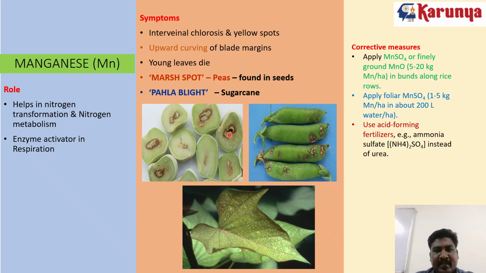Marsh spot in peas: you might have seen these kinds of spots in the seeds, and that is due to manganese. And another deficiency symptom you can clearly see in sugarcane, that is pahala blight. The corrective measures: manganese sulfate you can apply either through the soil or through foliar spray. And when you use acid forming fertilizer like ammonium sulfate instead of urea, it will make manganese available in the soil.